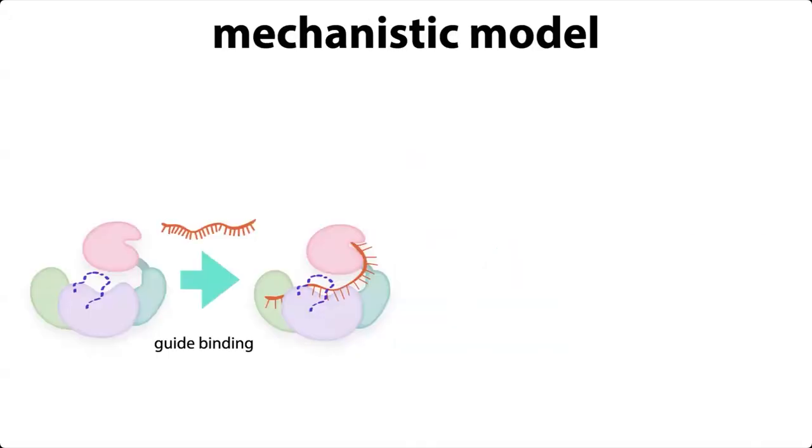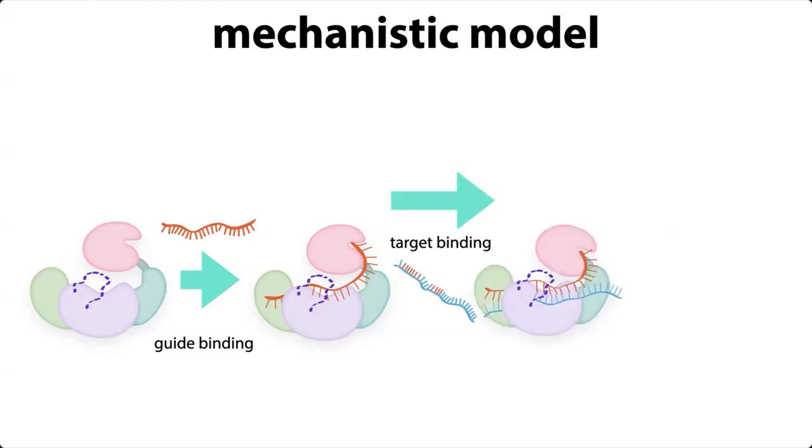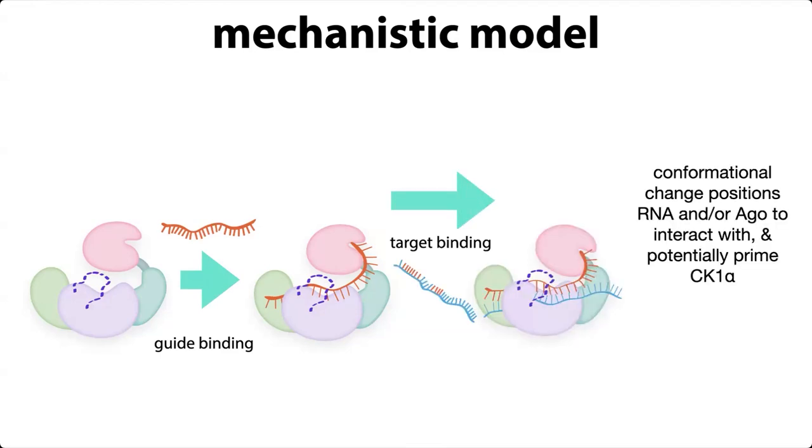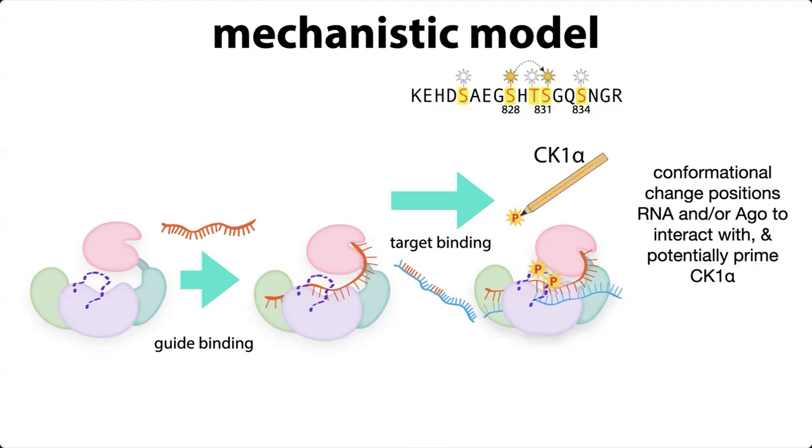Overall, we found that we couldn't detect any significant changes in the eukaryotic insertion upon binding to the target, but that region seemed to be pretty solvent accessible, pretty flexible likely, because of the high deuterium uptake. We did, however, detect conformational changes in argonaute that happen upon binding to the target, and we suggested these conformational changes might position the RNA and/or argonaute to interact with and potentially prime the kinase CK1 alpha, leading to the hierarchical phosphorylation.